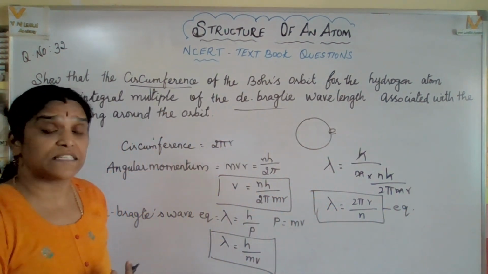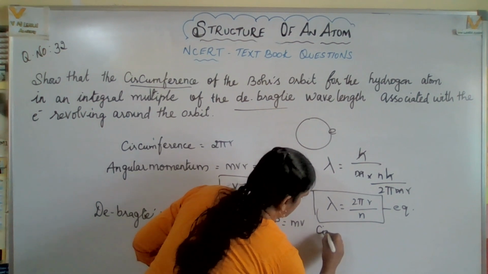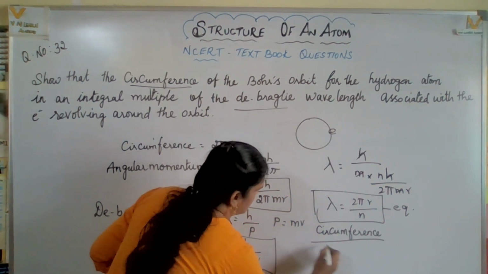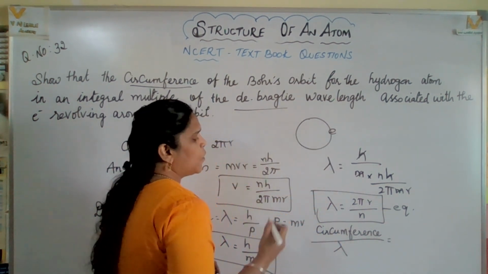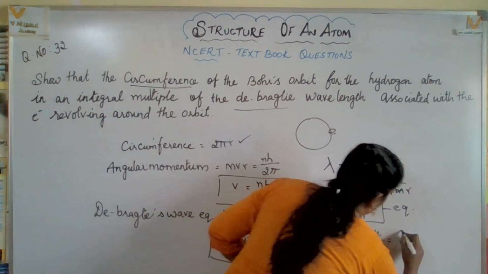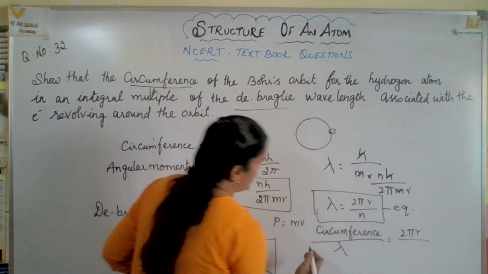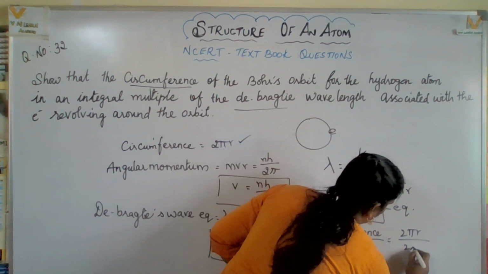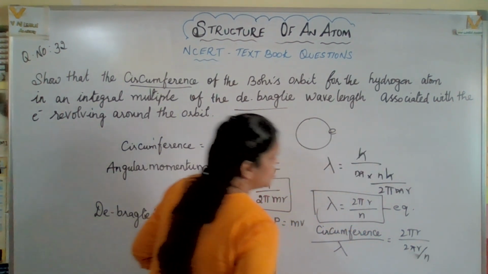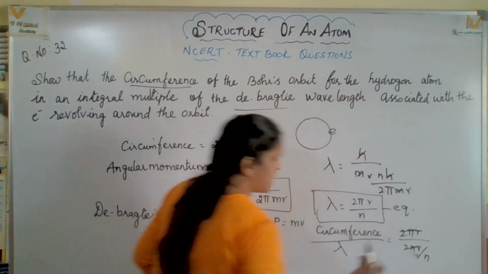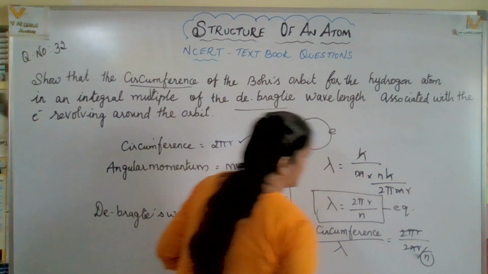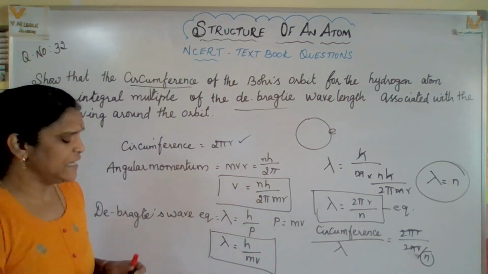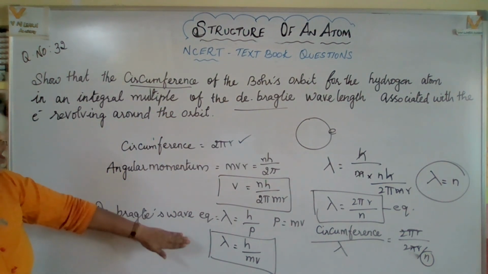Now circumference, what is the formula? Circumference divided by lambda is equal to, what is the circumference formula? 2 pi r. 2 pi r divided by lambda, what is it? 2 pi r divided by 2 pi r by n. So that means this 2 pi r and this 2 pi r will be cancelled. So remaining what is it? N. So circumference divided by lambda is equal to n. That's all. I hope you got a clear idea about how to solve this to prove.